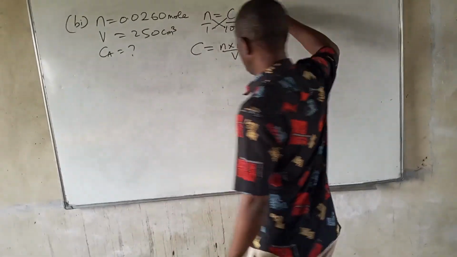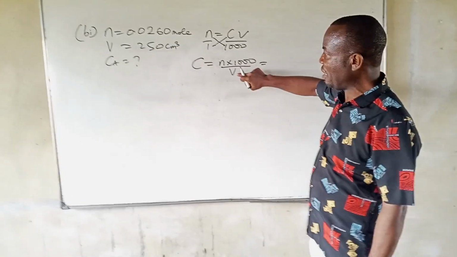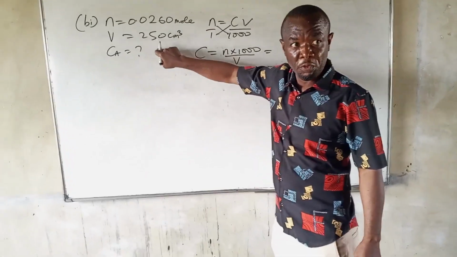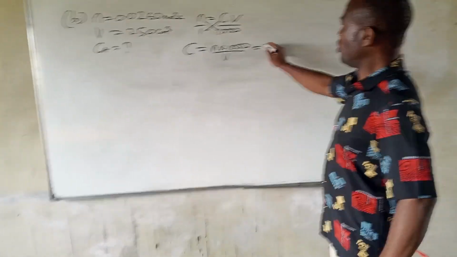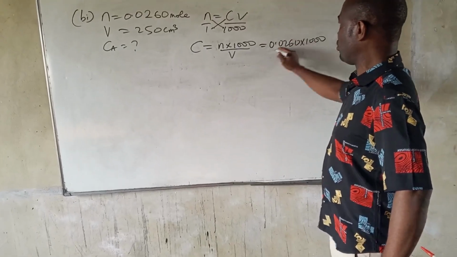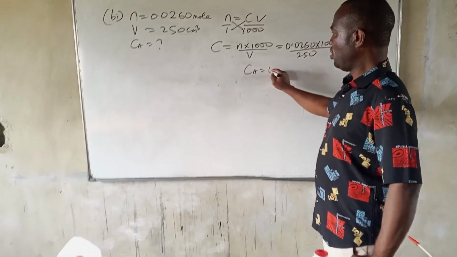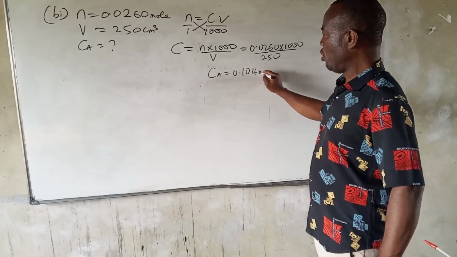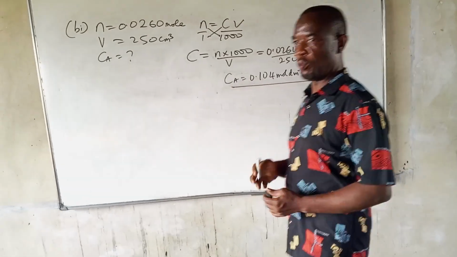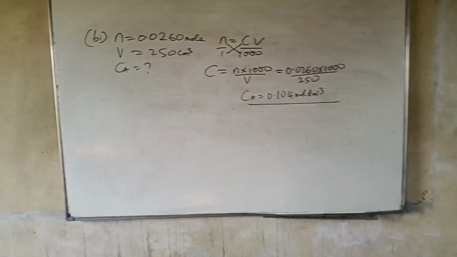Remember that the V you're using here is not the average titre. No, it's not the end point. The V you're using here is the volume given to you in the statement that contains 0.0260 mole. That is the 250. So now I have 0.0260 times 1000 over 250. When you solve this, you get the acid concentration, which is 0.104 mole per dm³. That is the acid concentration in this question.